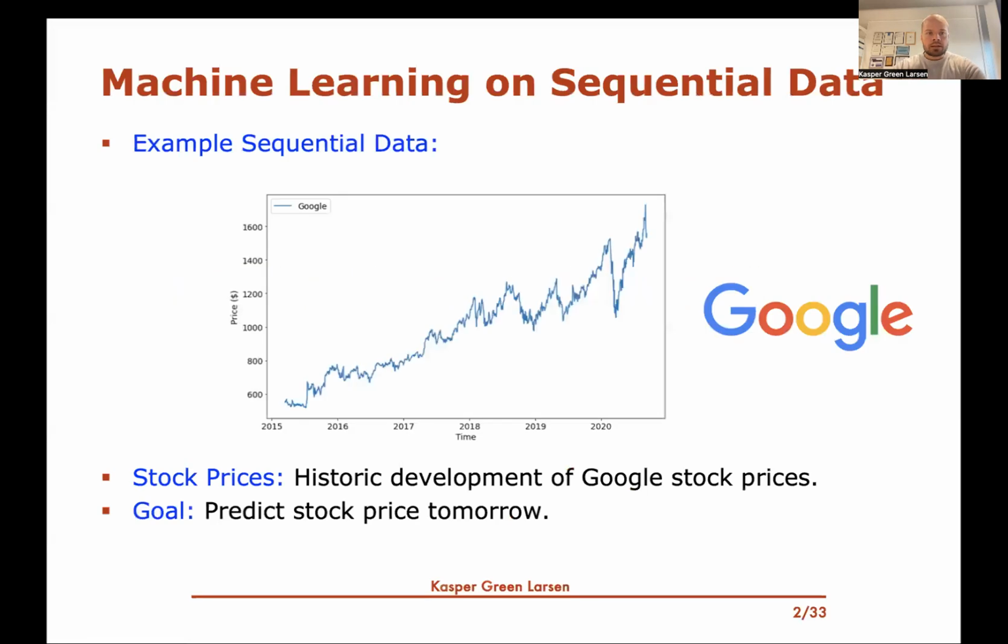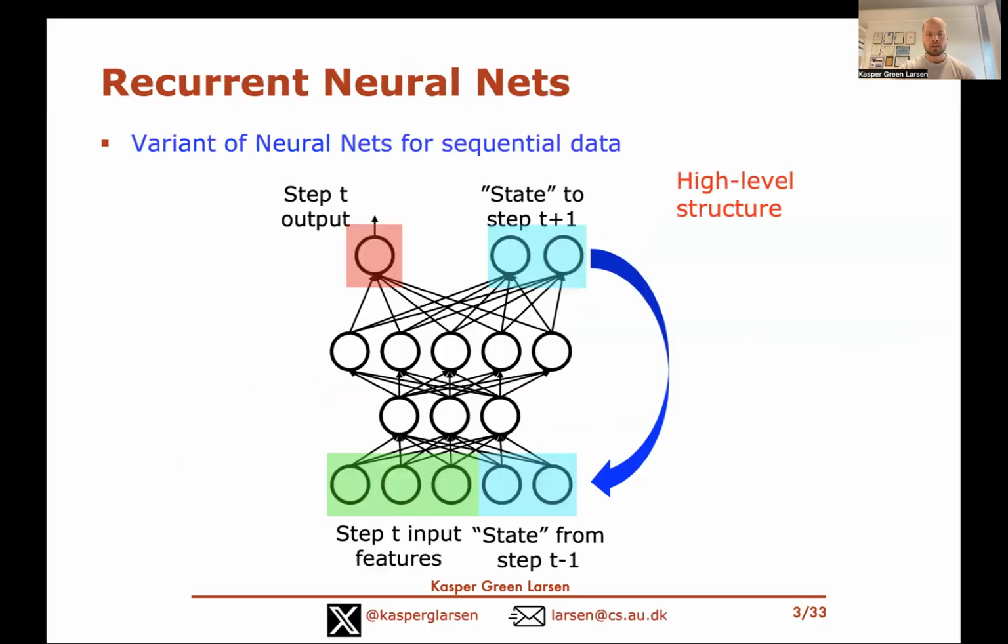Okay. So what we looked at in the previous video was, I guess, we motivated these recurrent neural nets for machine learning on sequential data with this example of perhaps predicting stock prices of Google, where the idea is that you have this sequential data, you have the stock prices every day, maybe you even have some more features available, and the goal is to predict the stock price tomorrow.